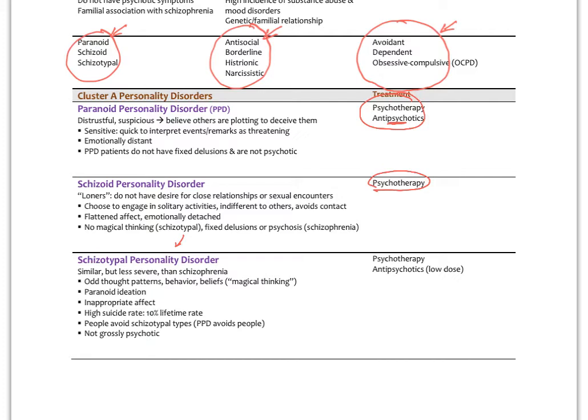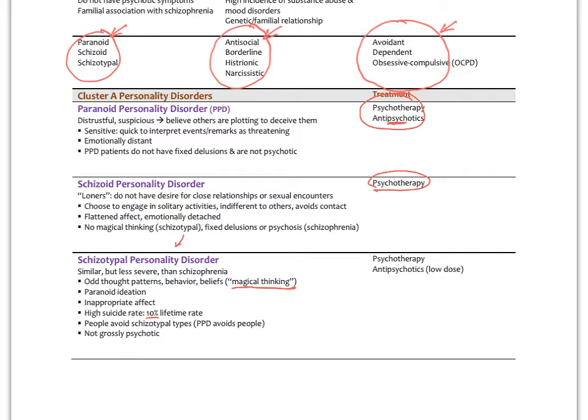And then schizotypal personality disorder is similar but less severe than schizophrenia. So that's odd thought patterns, behavior, beliefs, we would say magical thinking. So a person has these incredible beliefs that don't really jive with reality that closely. Some of this happens in some of the people who are really into conspiracy theories, and that's a very general statement, but I have seen that patients who constantly bring up this kind of conspiratorial environment might tend more towards the schizotypal personality disorder. They have paranoid ideation, inappropriate affect, very high suicide rate, 10% lifetime risk.